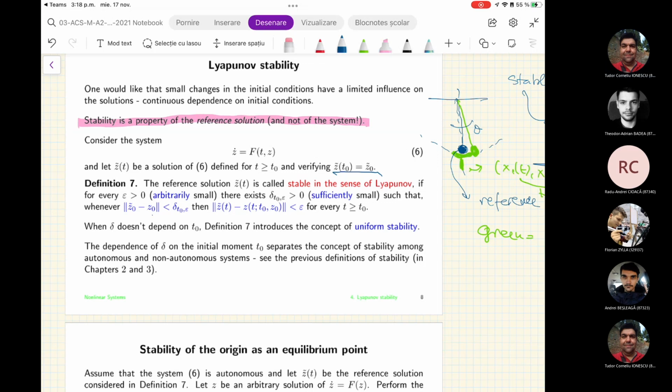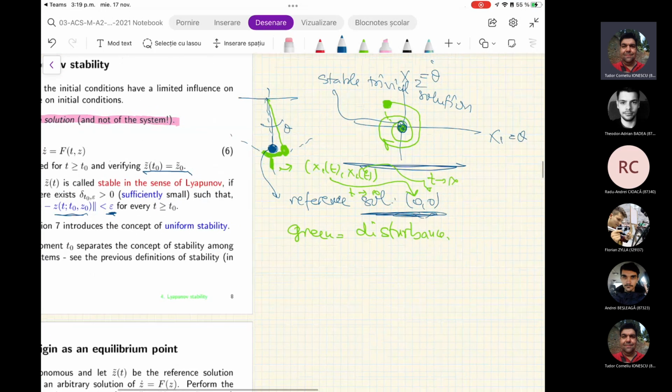z0, whose distance from the reference z tilde 0 is bounded by delta, then any trajectory, any evolution, any solution z, depending on the initial time t0, on the initial condition z0 and the time t, will come very close to z tilde for all the time t after the initial moment t0. Exactly what I said here.